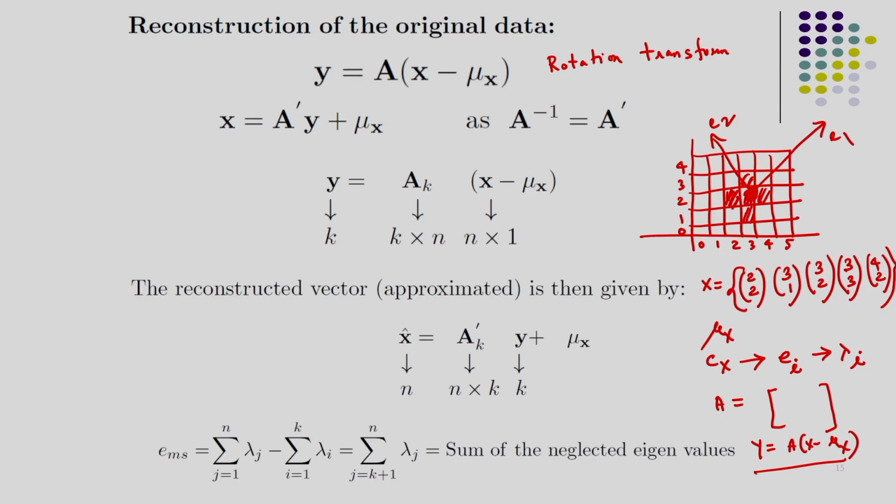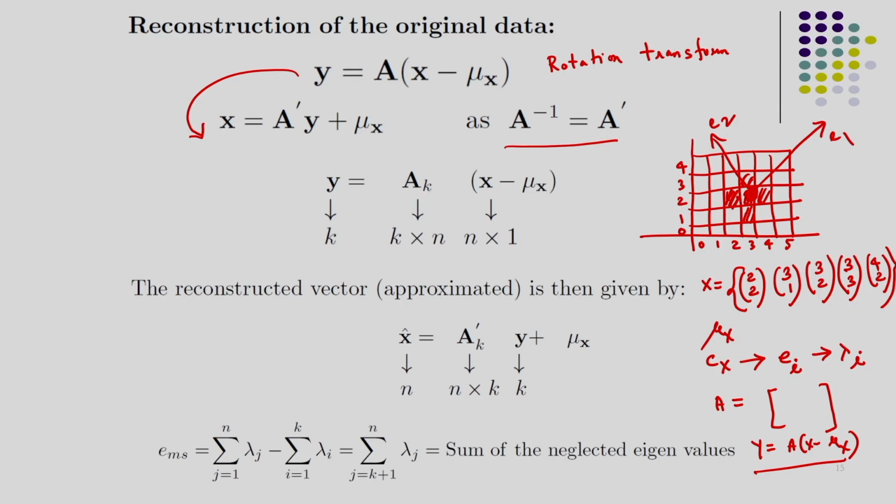After this, I am considering the reconstruction of the original data. From this transformation, I can determine the reconstructed data, that is X equals A transpose Y plus mu X, and in this case I am considering the orthogonal transformation, so A inverse is equal to A transpose. So I can reconstruct the original data, and perfect reconstruction is possible.